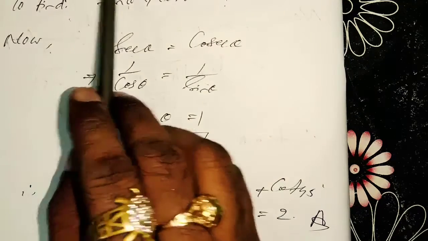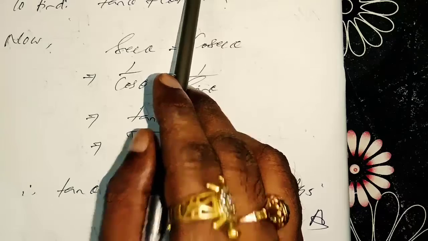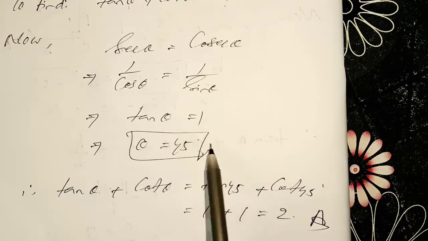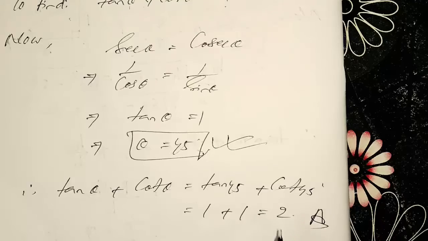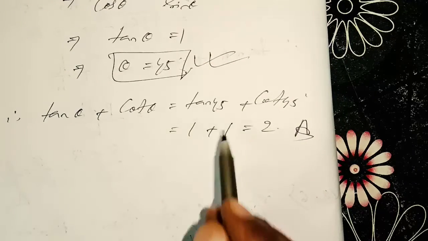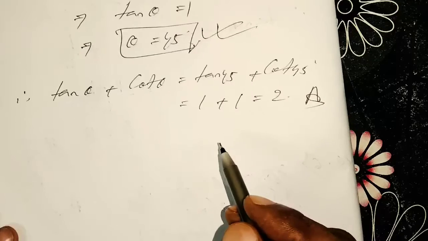Very easy type of question. Sec theta minus cosec theta is given equal to 0. From there you get tan theta equal to 1. As you know, 1 means tan 45, so theta is equal to 45. After getting the value of the angle, you can easily find tan theta plus cot theta. So orally you can solve it. Let us go to the next one. Okay, just see.